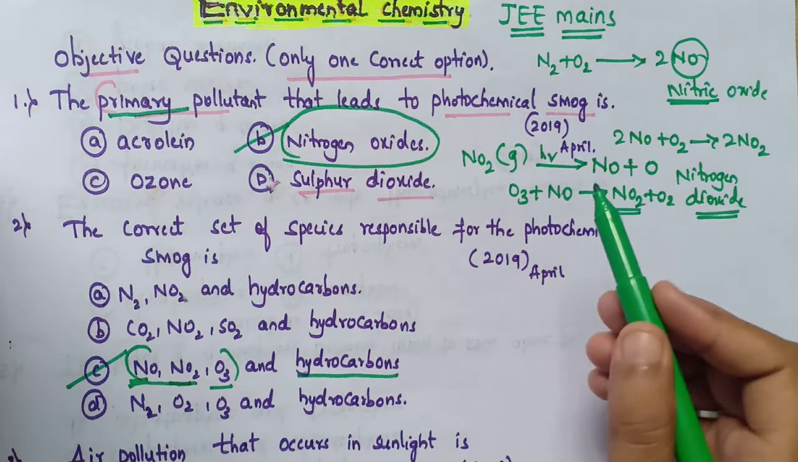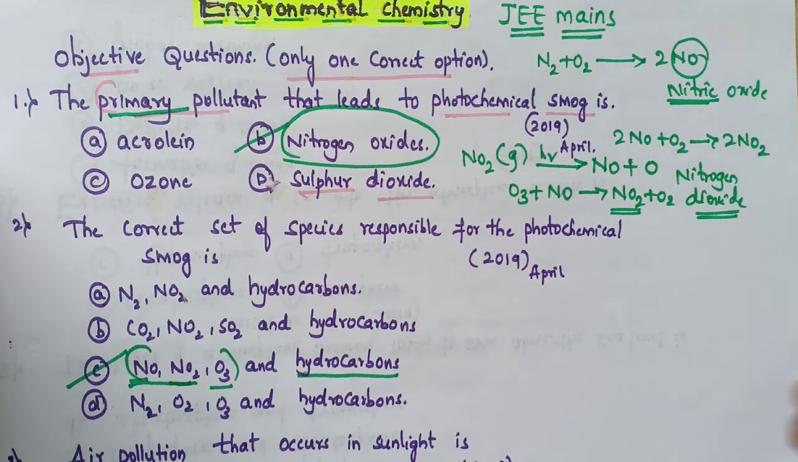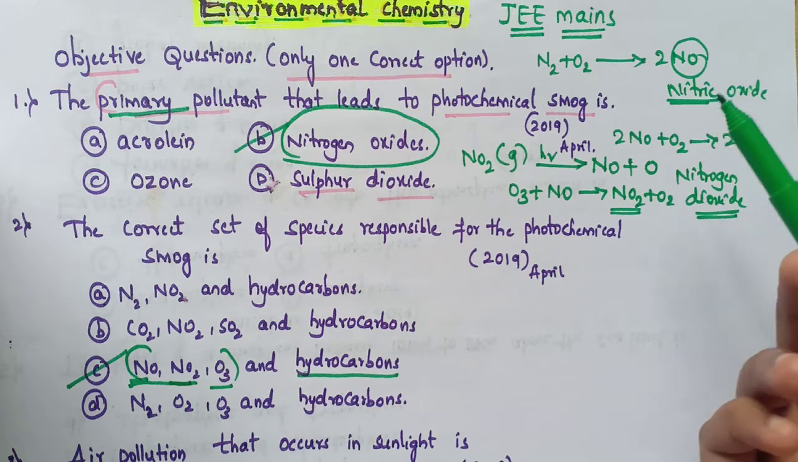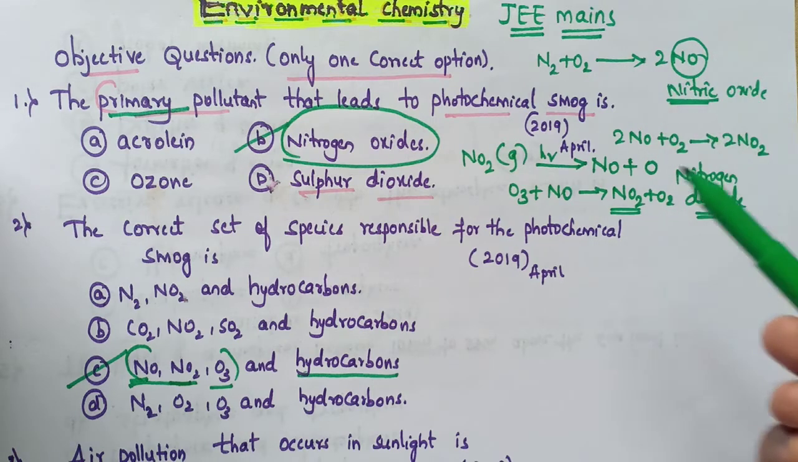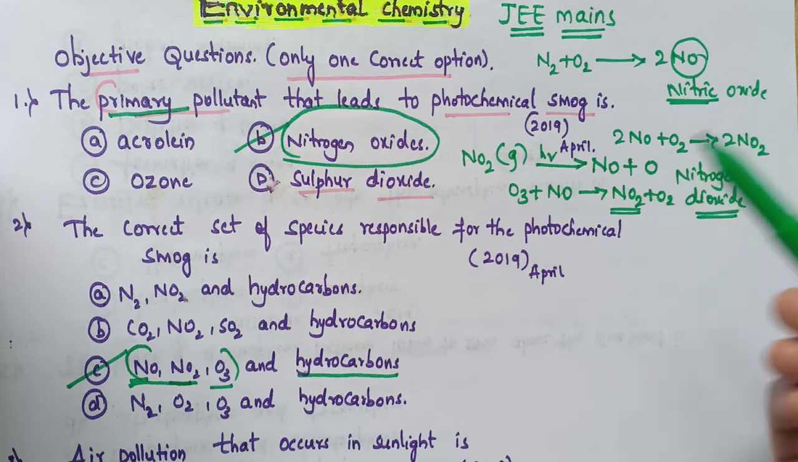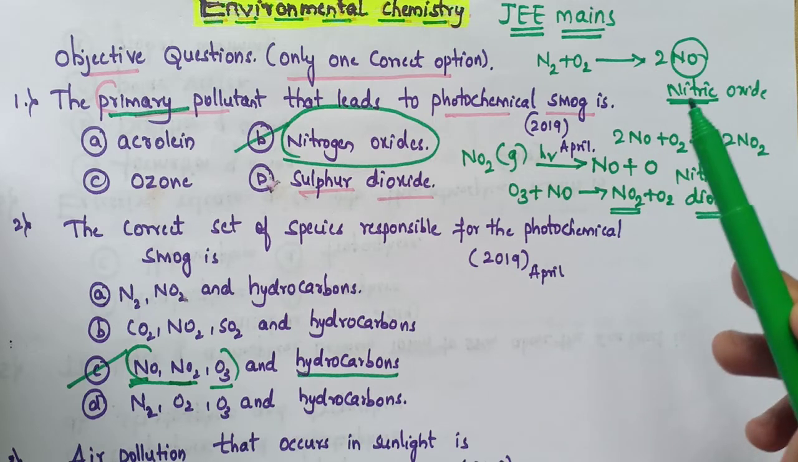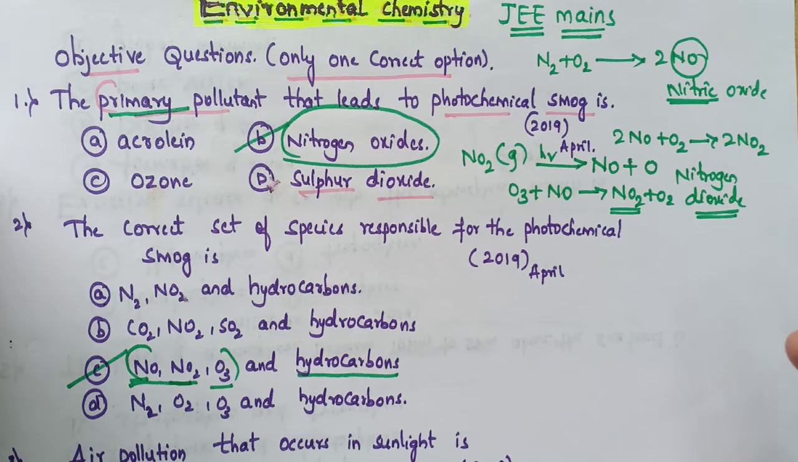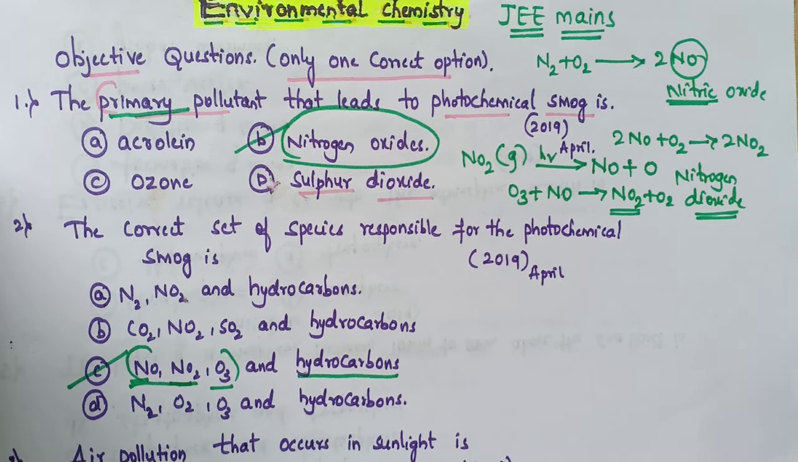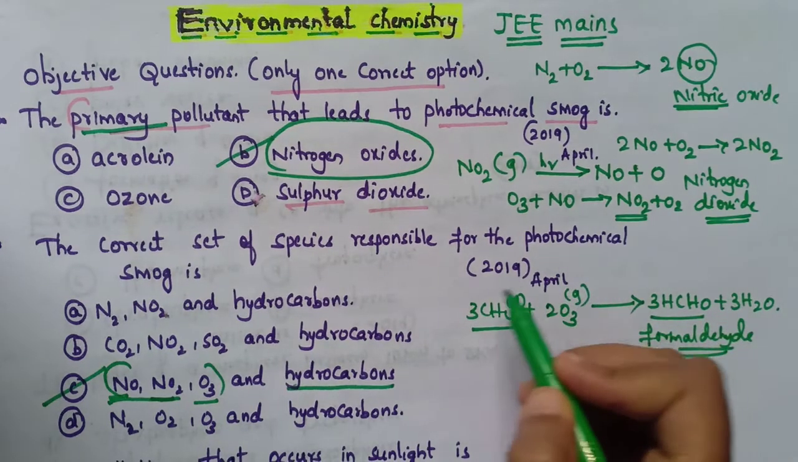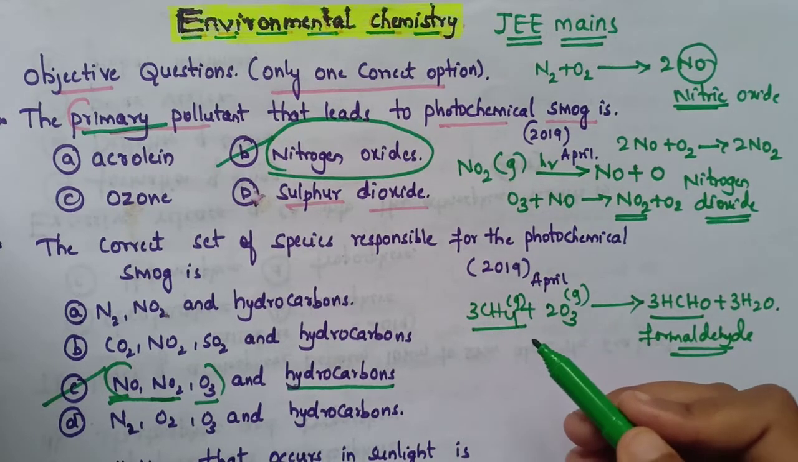Here the ozone and nitrogen dioxide formed are highly oxidative in nature. We have seen that in the formation of photochemical smog, ozone and nitrogen dioxide are formed. These are highly oxidative in nature and hence they can oxidize hydrocarbons present in the polluted air to form compounds like formaldehyde, acrolein and peroxyacyl nitrite.